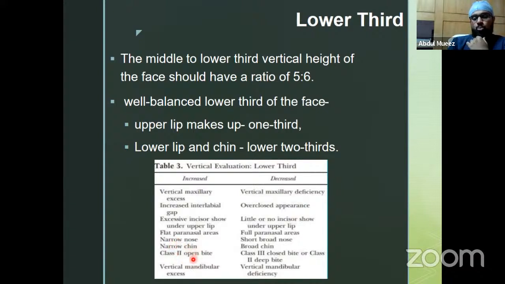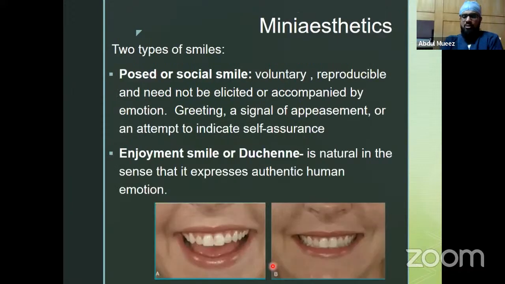They'll have a class 2 open bite and vertical mandibular excess. Whereas if the lower third of the face is decreased, they'll have a decrease in the vertical maxillary deficiency. It will be there, and there'll be little or no incisor show under the upper lip. So they'll have a class 3 tendency and vertical mandibular deficiencies. So in the mini aesthetics, there'll be two smiles.